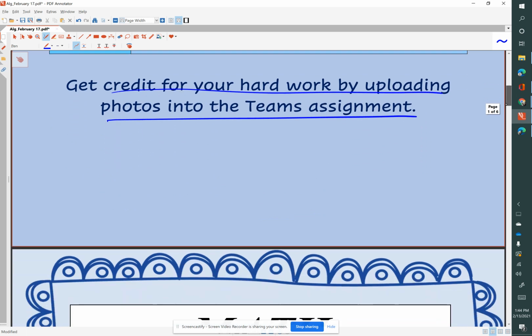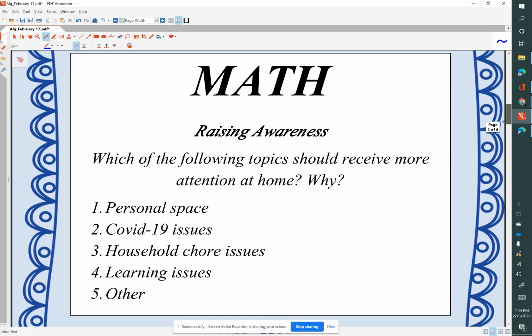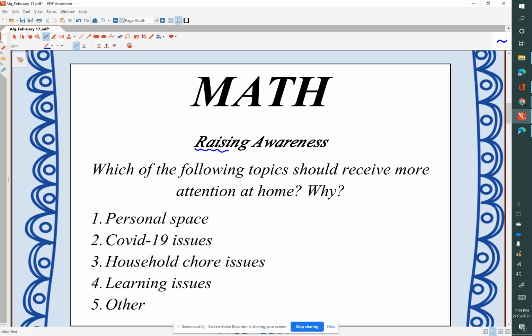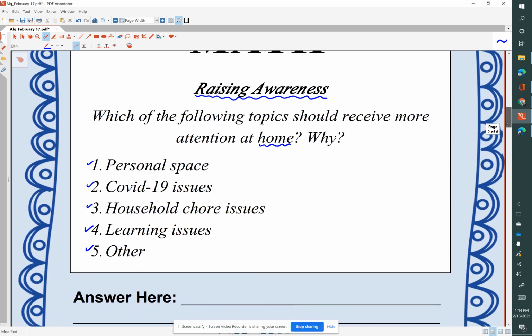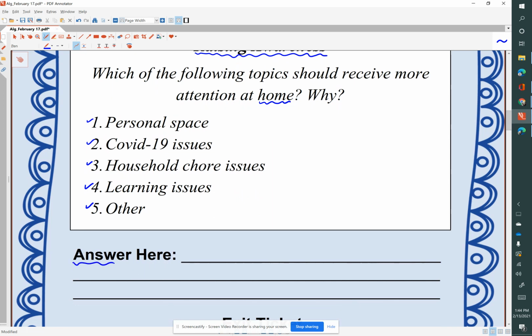Let's get back to our lesson here. We start with our do now, which is about this idea of raising awareness. So we're talking about raising awareness at home. Good things start at home, right? So which of these topics, or maybe one that you think of yourself, should receive more attention? Is it time for you to raise awareness about your personal space, about COVID-19 issues, maybe about household chore issues or issues surrounding your education or learning, or maybe you've got something else on your mind that we should raise awareness of? I want you to write your thoughts right there.